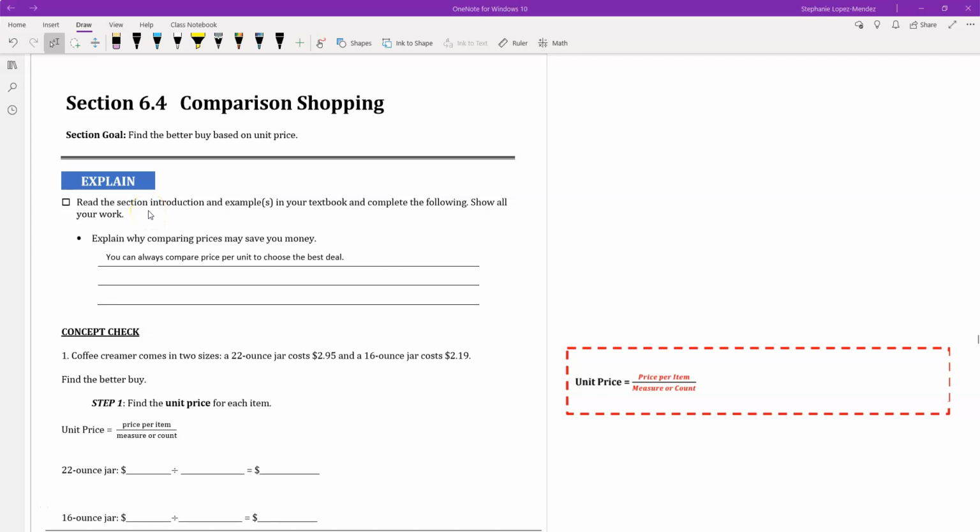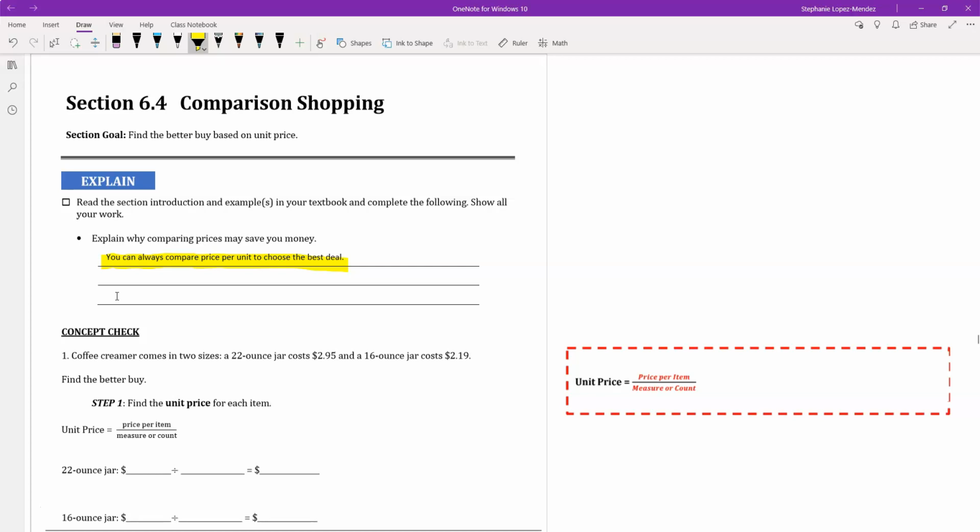This is section 6.4, comparison shopping. On question number 1, we have: explain why comparing prices may save you money. The answers may vary here, but an accurate answer could be that you can always compare the price per unit in order to choose the best deal.